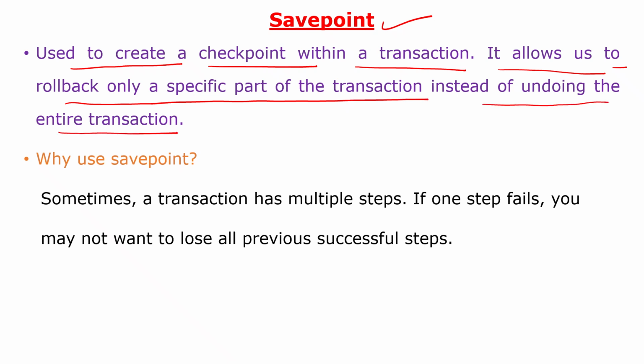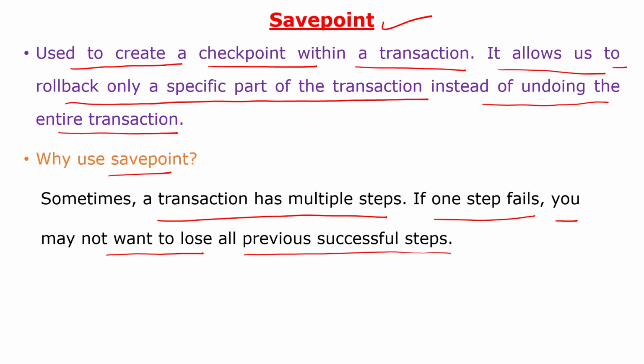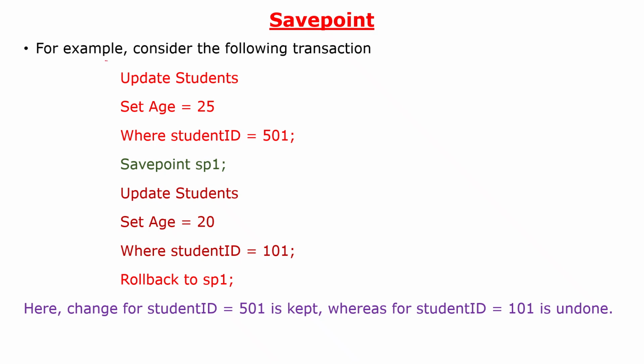Then why do we use this savepoint? For example, a transaction has multiple steps. If one step fails, you may not want to lose all previous successful steps. So for that purpose, we can use the savepoint. For example, consider the following transaction.